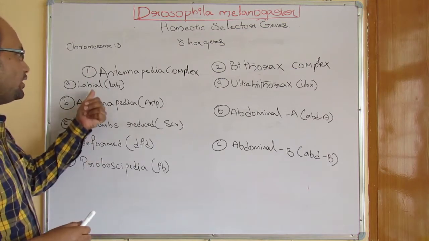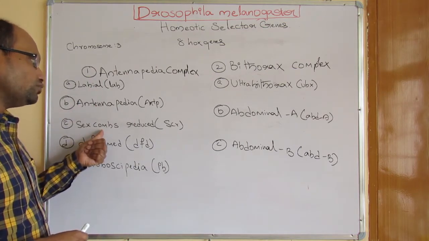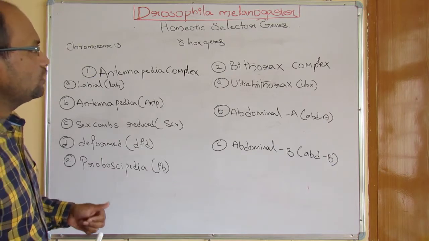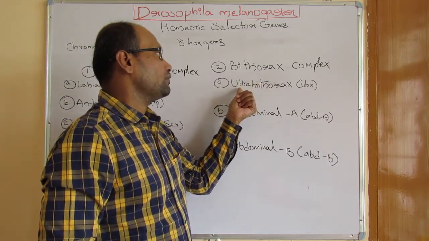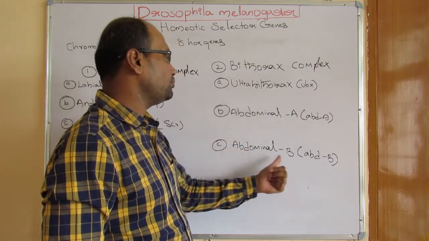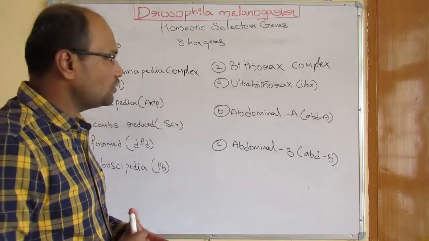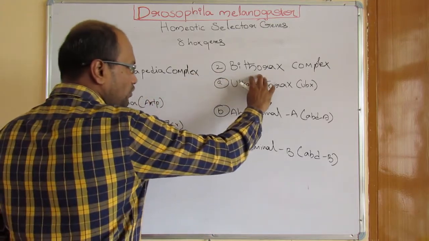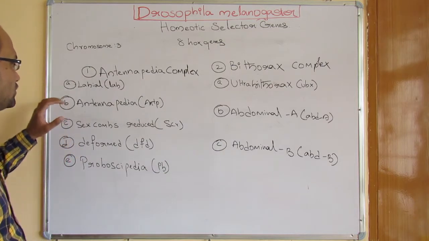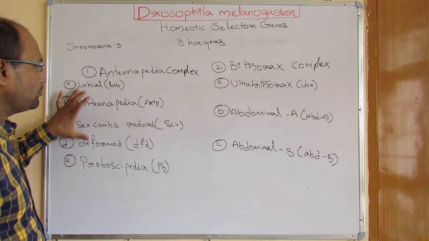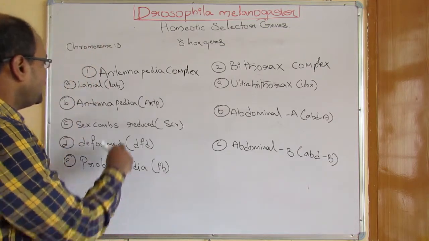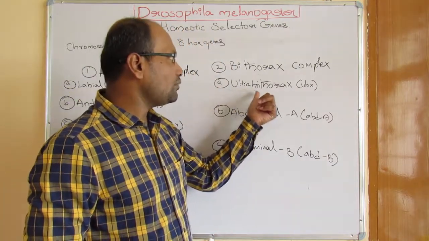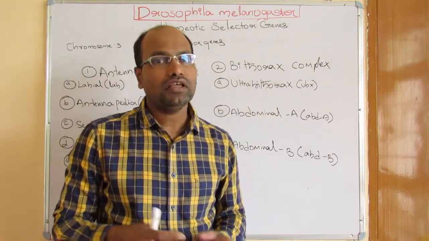In antennapedia complex, you have labial, antennapedia, sex combs reduced, deformed, and proboscipedia, and in bithorax you have ultrabithorax, abdominal A, abdominal B. So these are the HOX genes, which are categorized into two different regions: the antennapedia complex region and the bithorax complex region. In the antennapedia complex region, labial and deformed are mainly responsible for the formation of the head elements. Antennapedia and sex combs reduced are responsible for the formation of the thoracic segments, whereas ultrabithorax in the bithorax complex is responsible for the formation of the third thoracic segment.